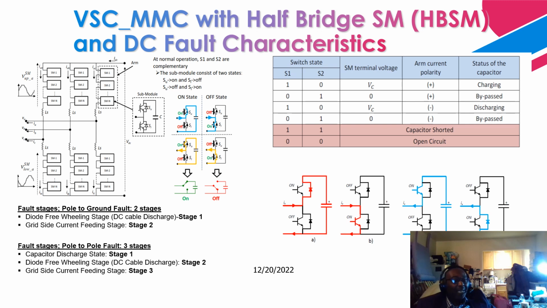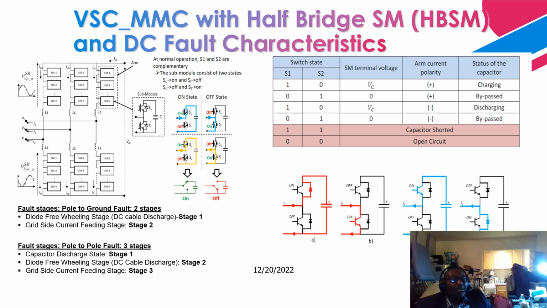Next is when a pole-to-pole fault occurs. On the contrary, we have three stages. When a pole-to-pole fault occurs, you have a dead short between the positive pole and the negative pole, so the voltage is actually 0. The capacitor fully discharges, the voltage drops to 0 and discharges to the faulted point. That is considered stage 1.